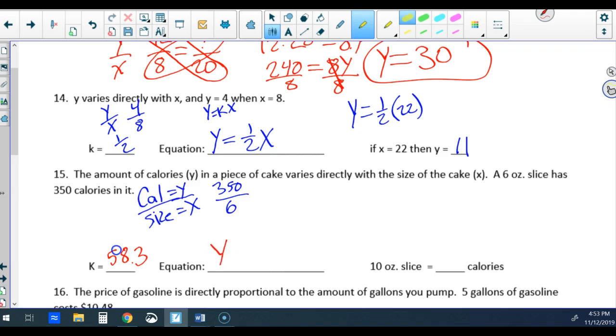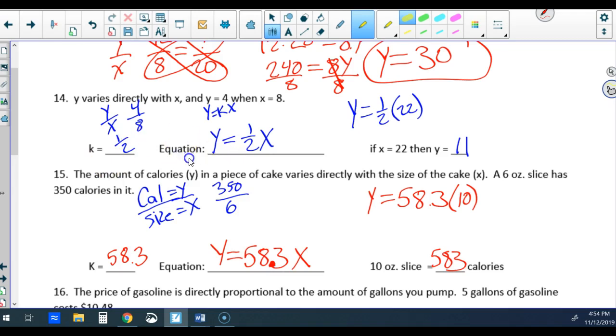The equation y equals kx is y equals 58.3x. And for a 10-ounce slice, y equals 58.3 times 10 would be 583 calories.